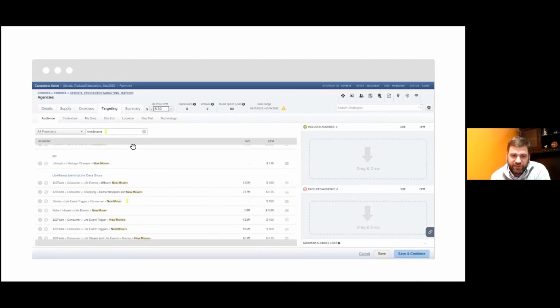Again, continuing with the new mover example, there are several varieties of that, more than we can fit on the screen, but all of them are relevant and possibly of use for the campaign, depending on what the goal is of the campaign.